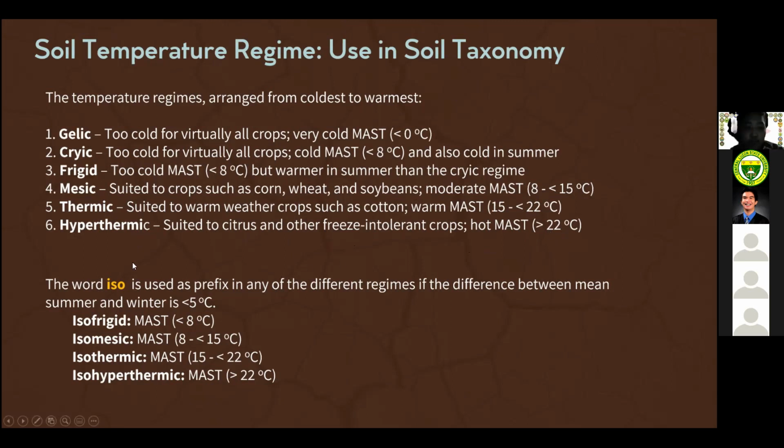Then in some cases we use the prefix iso to indicate that the mean annual soil temperature in summer and winter is less than 5 degrees centigrade. So this is used in isofrigid, isomesic, isothermic, and isohyperthermic.